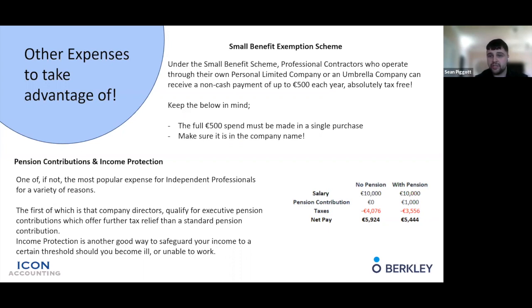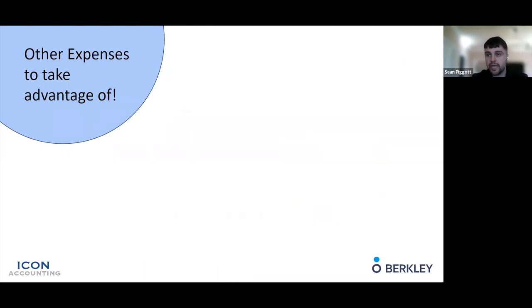Again, a PRSA pension will give you tax relief, but it won't give you the same level of tax relief. It's about 40% in terms of a standard pension. If you're a director of a company, whether it be a personal limited company or a director umbrella company, you can get up to 52% tax relief on executive pension contributions. And that really shows, I suppose, are you better off with the €1,000 in your pension pot than obviously giving the extra €500 to the Revenue? So again, definitely something to take advantage of.